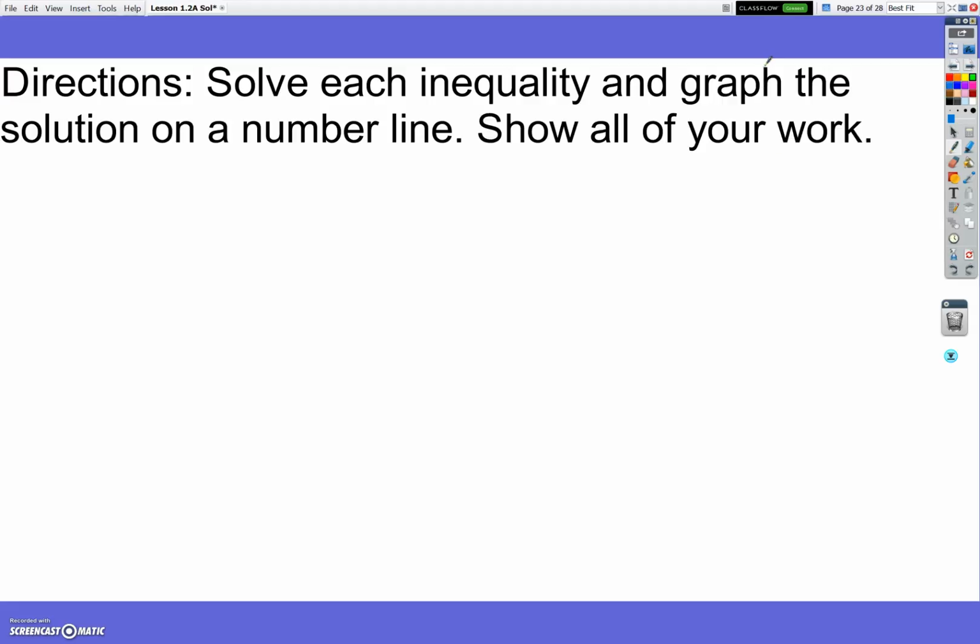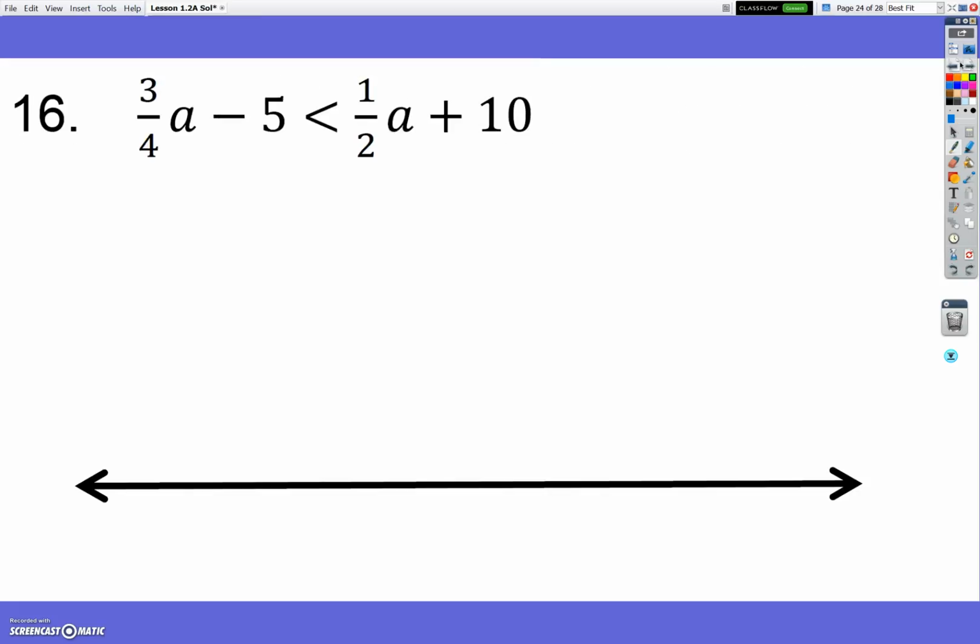Alright guys, last video, so we're going to focus this one on inequalities. So remember, that's the greater than or less than. The same rules apply. We're trying to get all the variables on one side of the inequality. So before I do that, I'm not going to distribute, I'm going to get rid of the fraction.